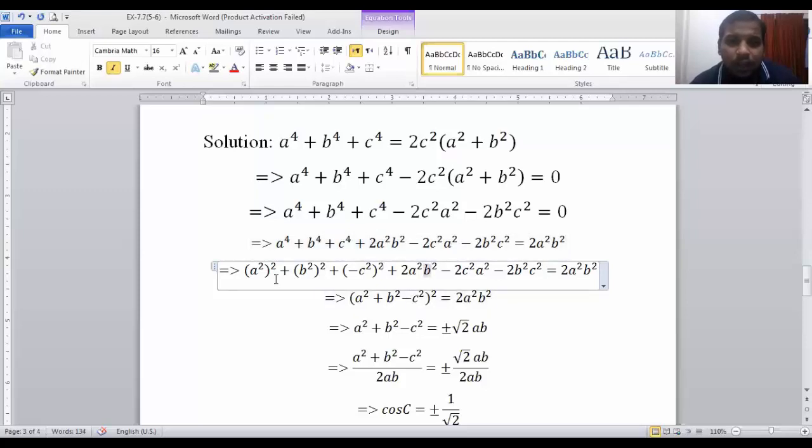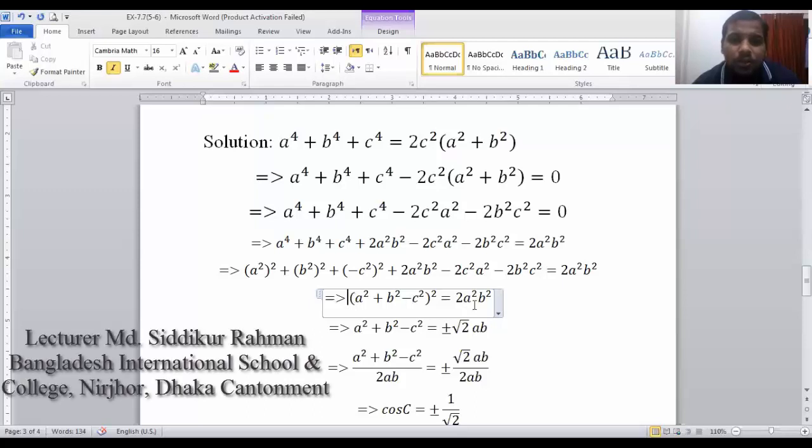So we can write the formula. It is a square plus b square minus c square whole square is equal to 2a square b square. Okay, taking square root on both sides, we get a square plus b square minus c square is equal to plus minus root 2, a square is a, b square is b. A square plus b square, we divide both sides by 2ab. Okay, both sides by 2ab.